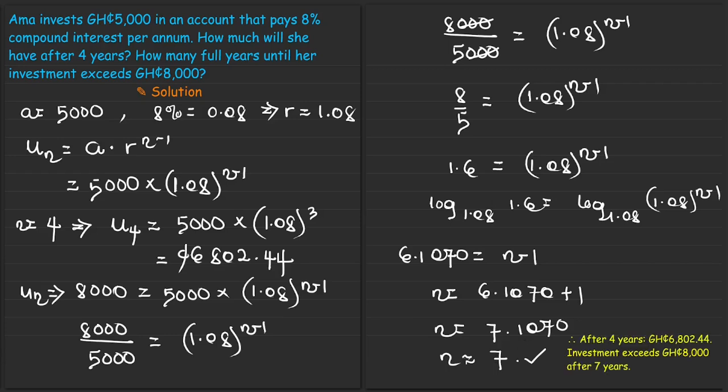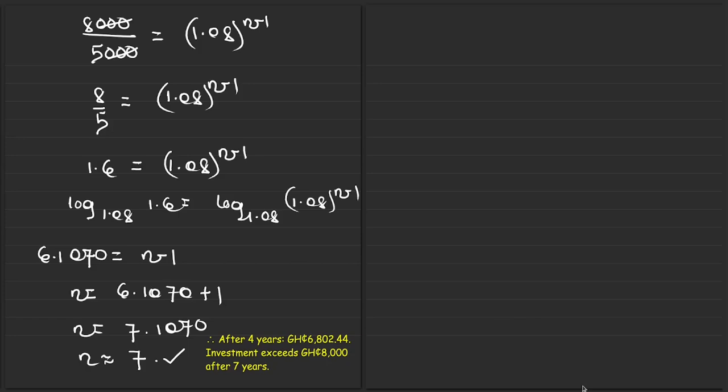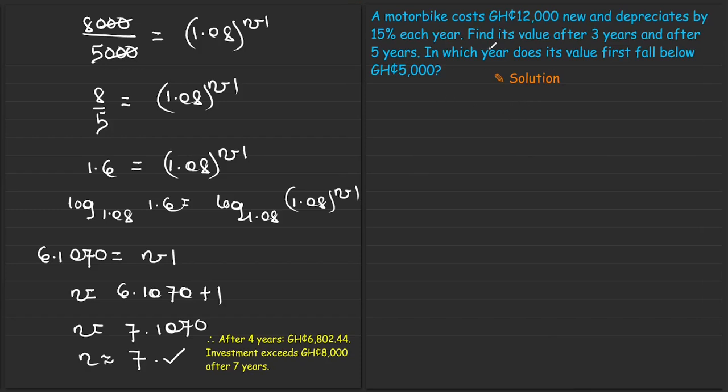Our question number 4. Question number 4 says a motorbike costs 12,000 new and depreciates by 15% each year. Find its value after 3 years and after 5 years. In which year does its value first fall below 5,000? So how do we go about this?